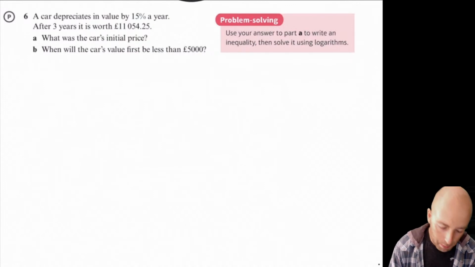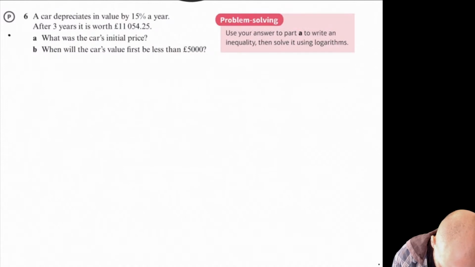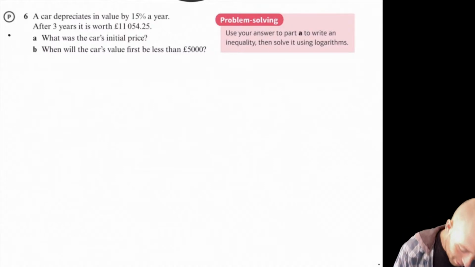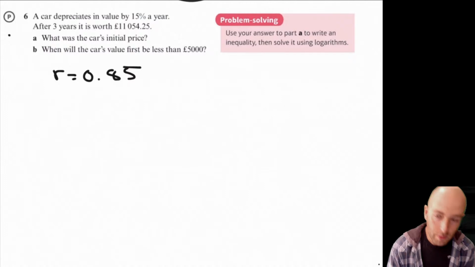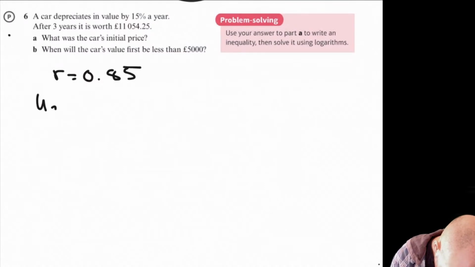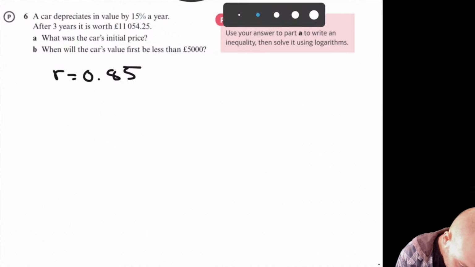So a car depreciates in value by 15% a year. What that means is that R is going to be, so it's losing 15%, so R is going to be 0.85. Every year it's 85% of what it was the year before. The third year, so the third term, is 11054.25. Actually, we might need to be a bit careful about this one.